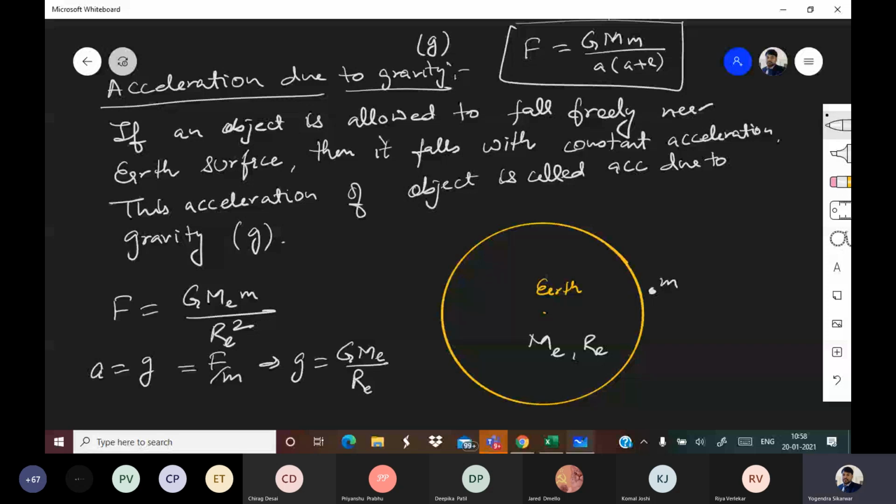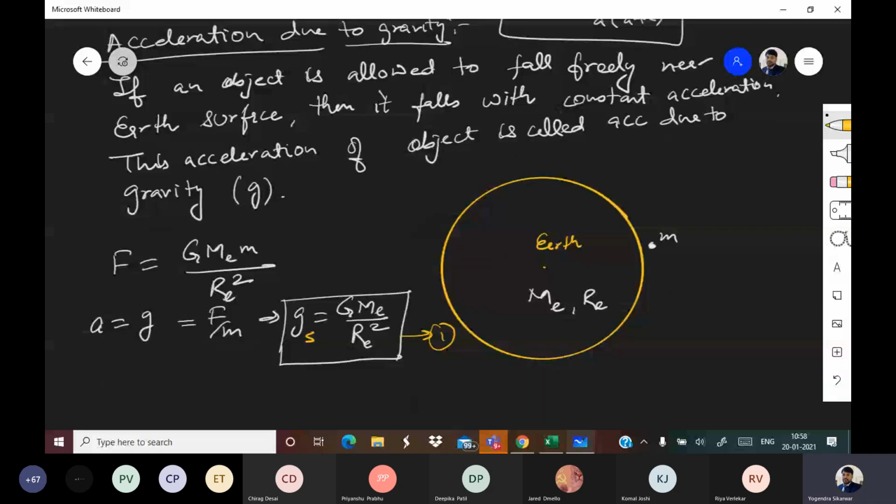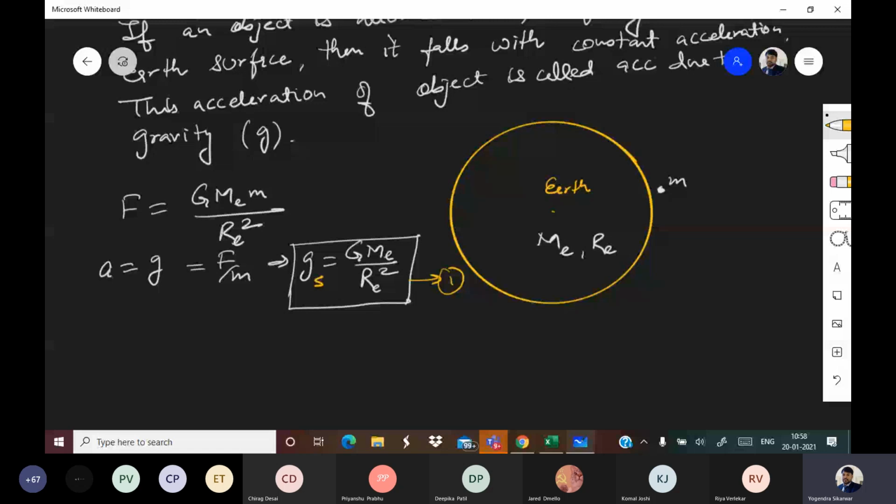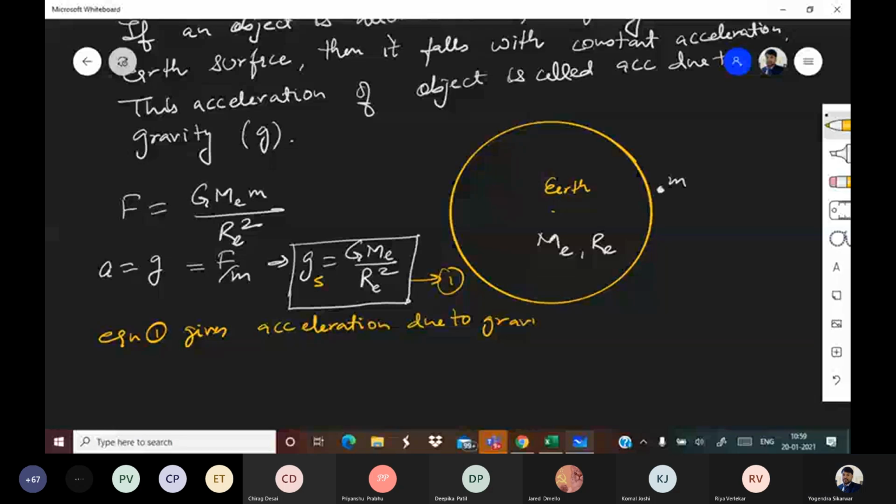To be more specific, you can call it g_s. S means on surface. So equation 1 gives acceleration due to gravity near Earth's surface.